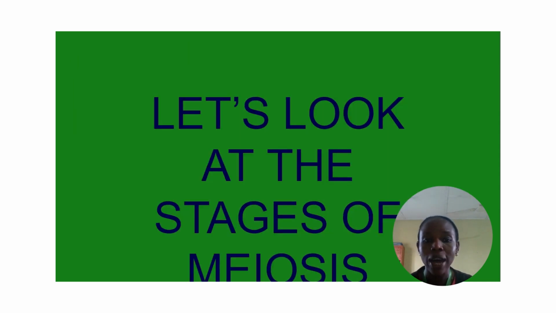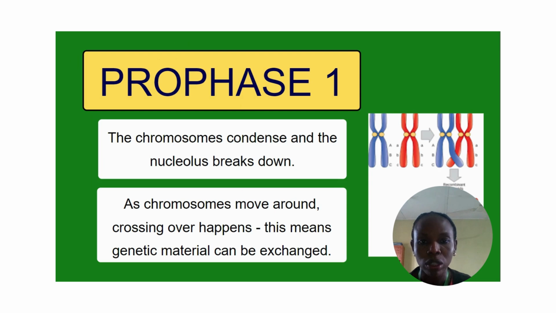Now let's take a look at the stages of meiosis. Meiosis is divided into two major phases, the first phase and the second phase. Now, the first phase, we have four stages there. We have the prophase, the anaphase, the metaphase, and the telophase. Now, let's take a look at the prophase phase one.